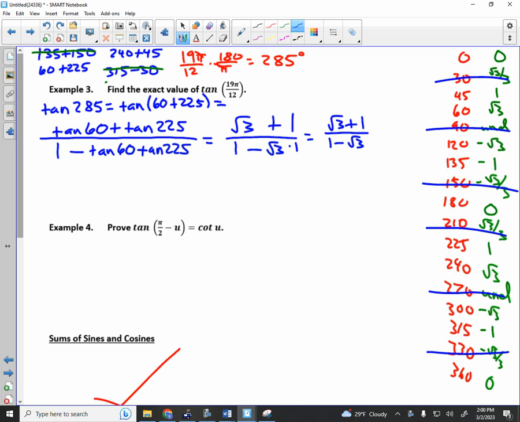Can I leave my answer like that? I can't, because I don't have a rationalized denominator. Anybody know what we do to rationalize the denominator? If you multiply by the root of 3, then that becomes 3, but that becomes the root of 3, right? And that becomes 3, and that becomes the root of 3. So we end up with another irrational number, don't we? So I got to get rid of a square root of 3.